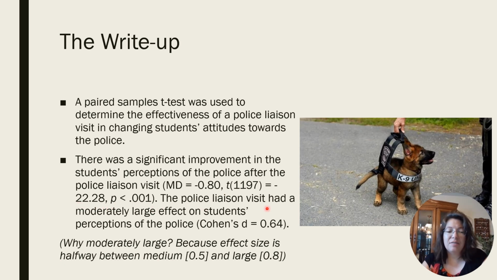The police liaison visit had a moderately large effect on students' perception of the police, and then I report the actual effect size value. So why am I saying moderately large here? It's because the effect size is halfway between a medium effect and a large effect. So that's where things like moderately small also come in. When you're halfway between two general cutoffs, you just stick in the word moderate.